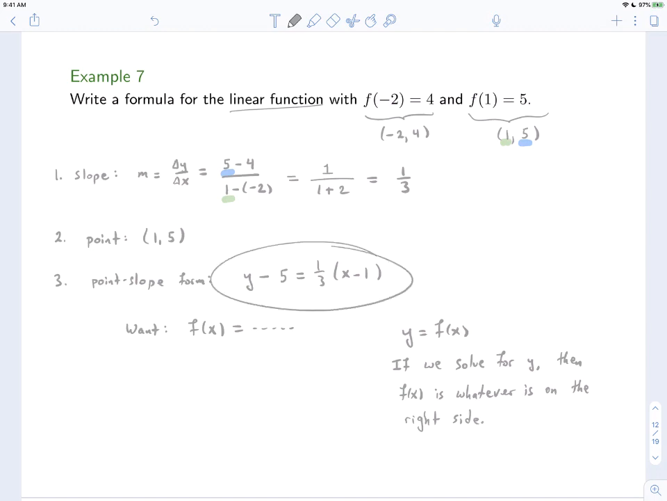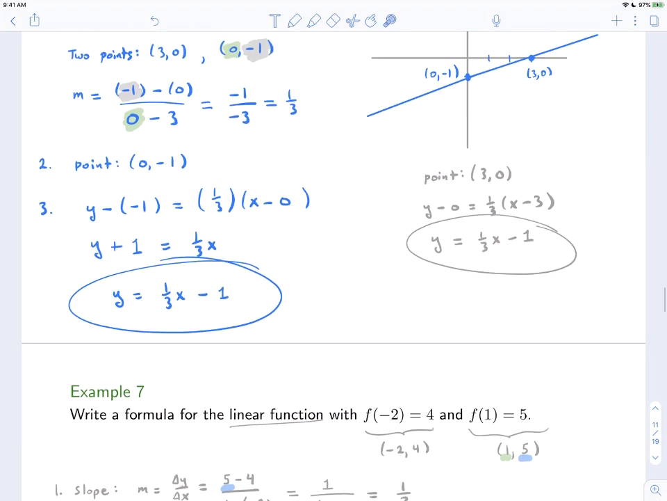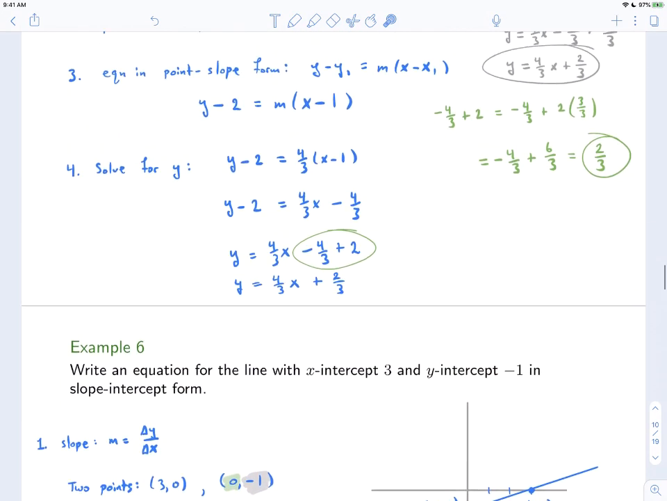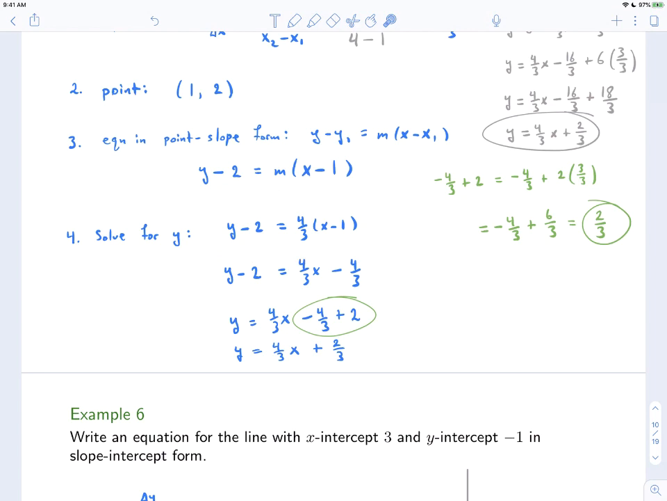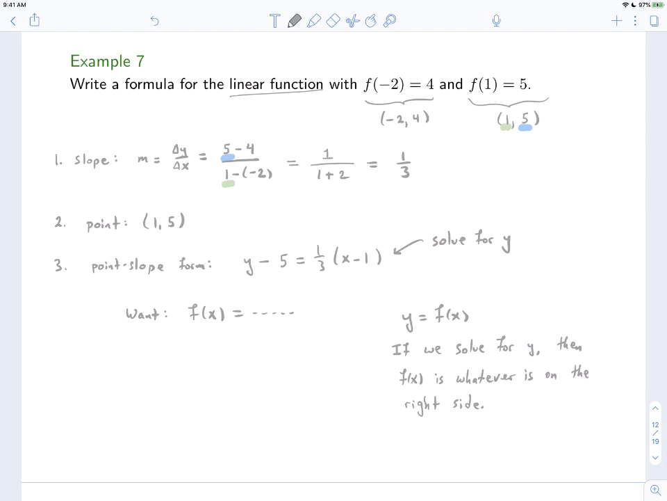So let's do that. So we have this equation for a line, and basically we're just going to solve for y. That's the same thing we do when we're putting it in slope-intercept form. Let's just scroll back. Here we had the equation of the line in point-slope form, and then you just solve for y to get slope-intercept form. Here, again, we have point-slope form, and you just solve for y to get slope-intercept form. We're going to do the same thing with this example. So we're just going to solve for y.